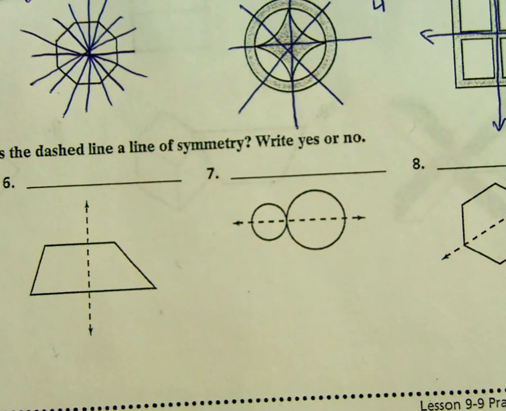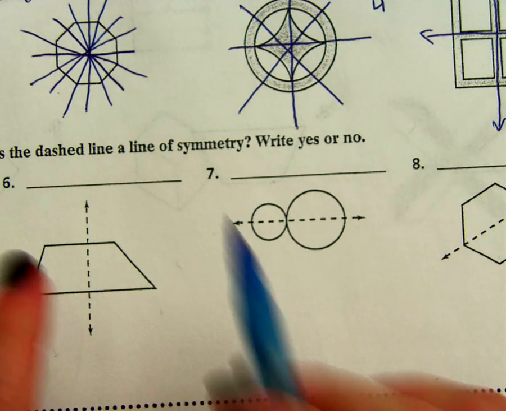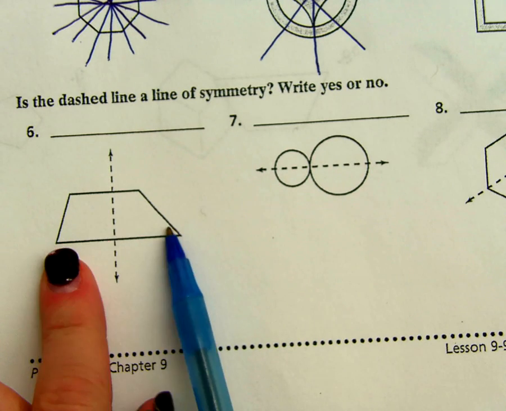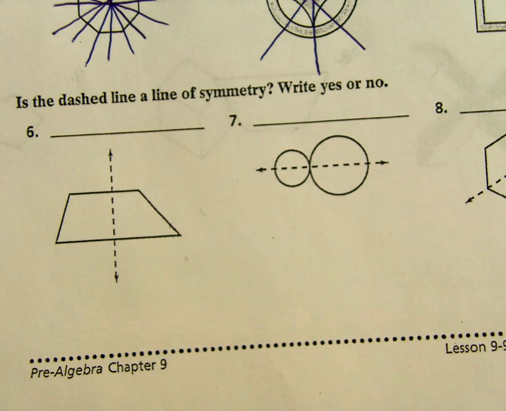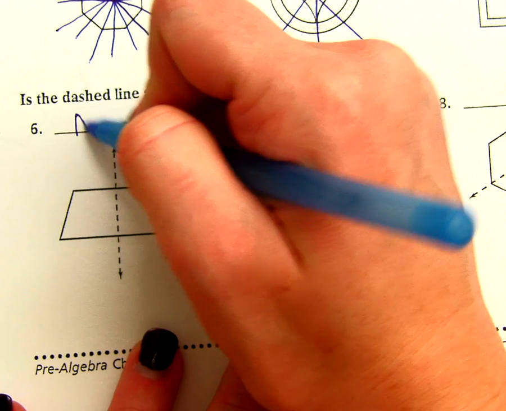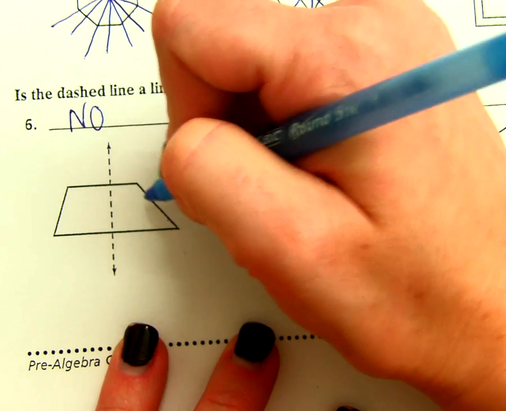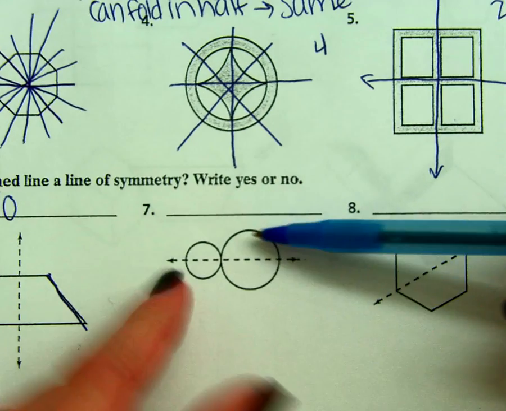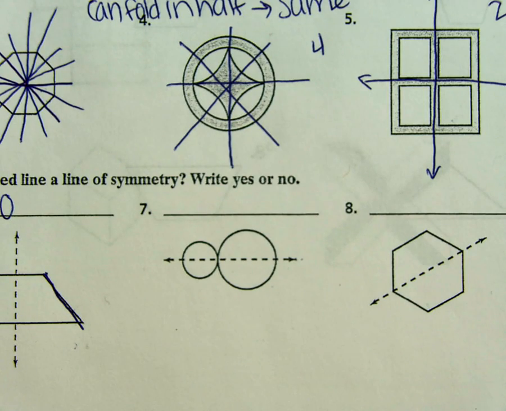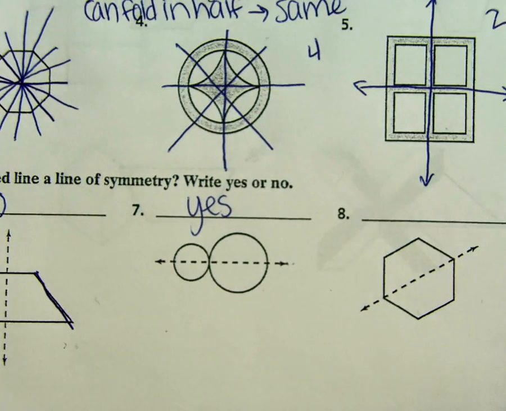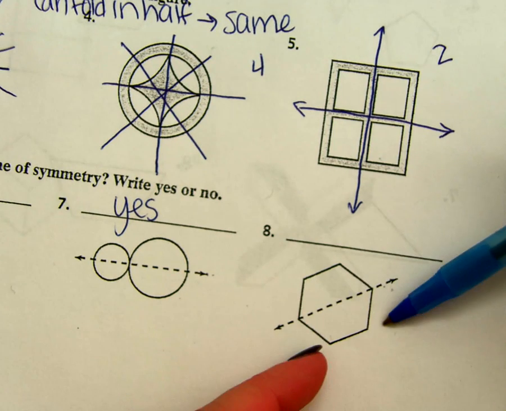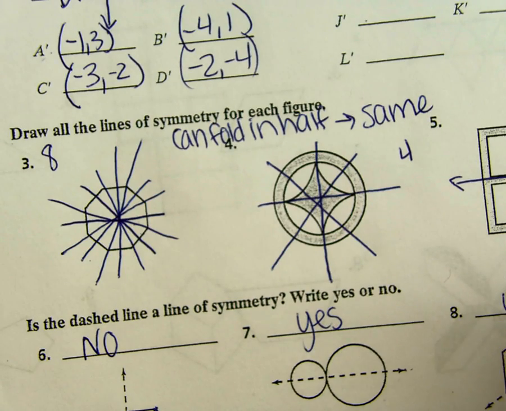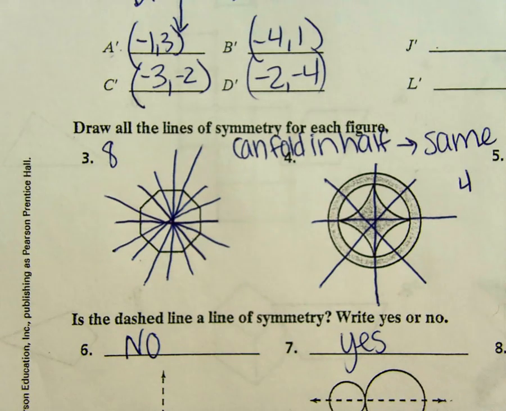Now I want you to look at 6, 7, and 8. You're going to tell me if they are or are not lines of symmetry. So if we were to take this shape and fold it in half, would they be even or equal? In this case, they will not be. They will not be equal. Because this is so much more slanted than this side, it will overlap. Number 7, if you fold this in half, is it the same? Your answer is yes. Number 8, you're going to do the same thing. If you fold this in half, is it the same? Yes. And I should say this is a hexagon. This is an octagon. I got my shapes wrong.